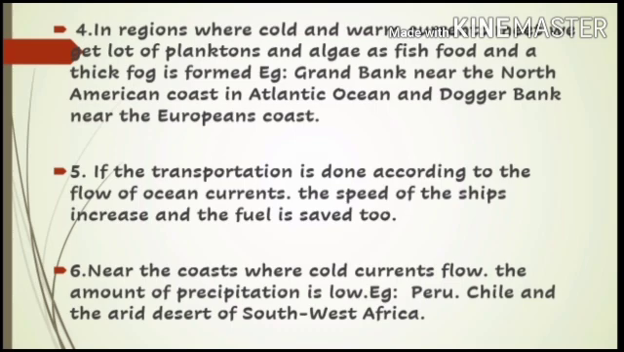These ocean currents are also very helpful for the transportation sources on water, like ships, boats. If the transportation is done according to the flow of ocean current, the speed of the ships increases and the fuel is saved too. So, see how it is beneficial for the ships, that as the ocean current moves in one direction and the ship is also going in that direction, the fuel of the ship is saved. Near the coast where cold currents flow, the amount of precipitation is low. Example: Peru, Chile, and the arid desert of Southwest Africa.